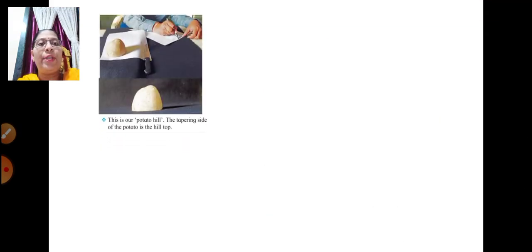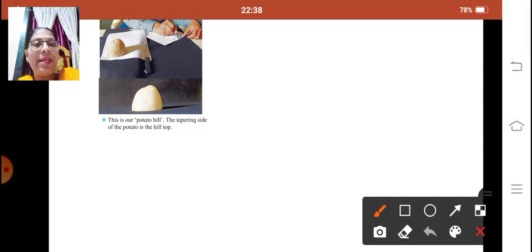Next, this is our potato hill. The tapering side of the potato is the hilltop. So this is the potato hill which we are talking about, and this is the hilltop. Now what are we going to do using this potato?